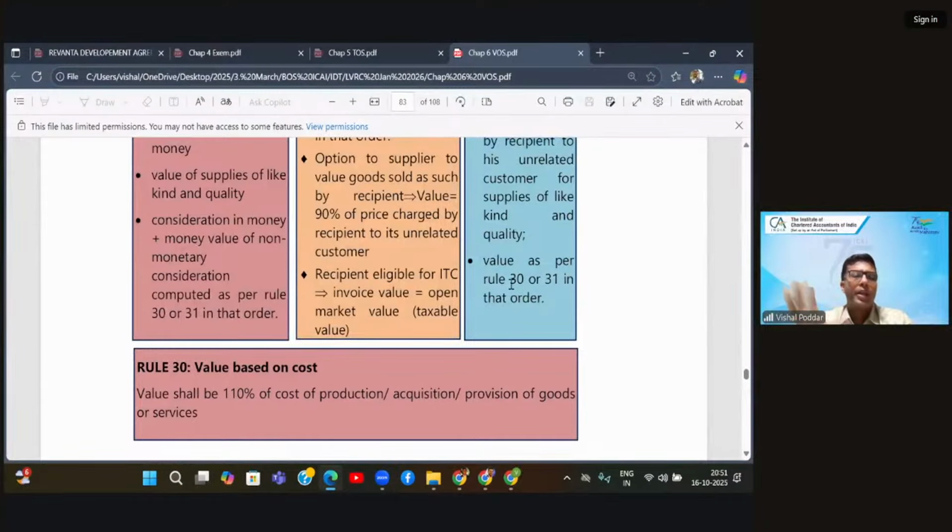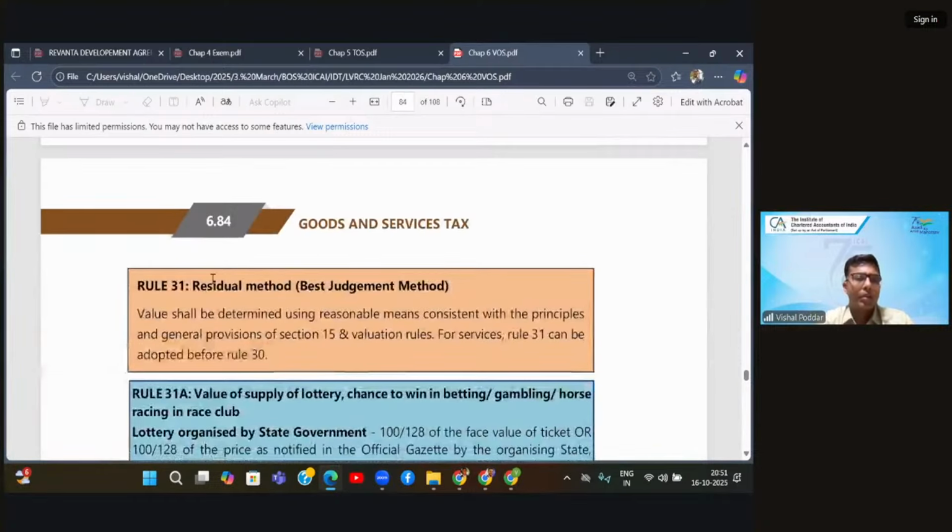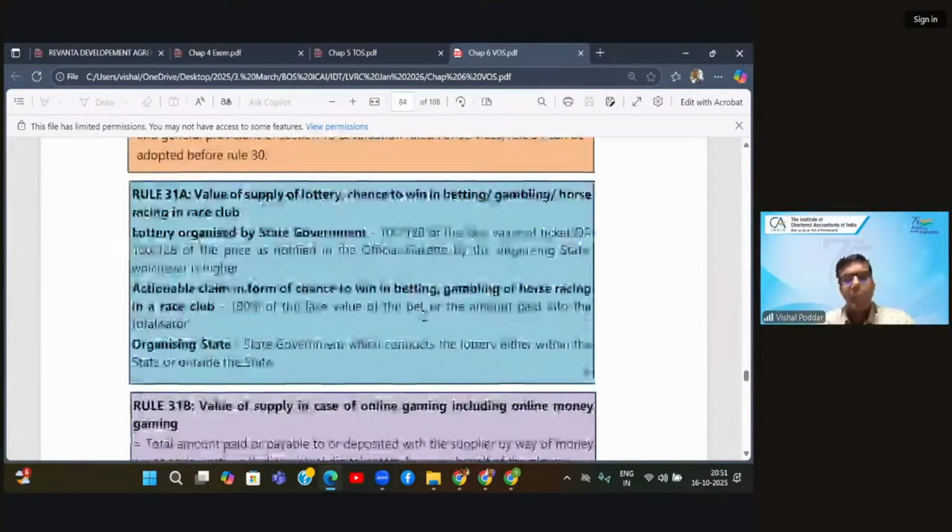So basically, you find that all these rules are saying similar things with slight variation. What is rule 30? I already explained. You have to find out cost. In case of goods, it will be cost of production or acquisition. In case of service, it will be cost of provision of service, and take 110% of that. What is rule 31? It is the best judgment. It says nothing. It simply says value shall be determined using some appropriate approach or method.